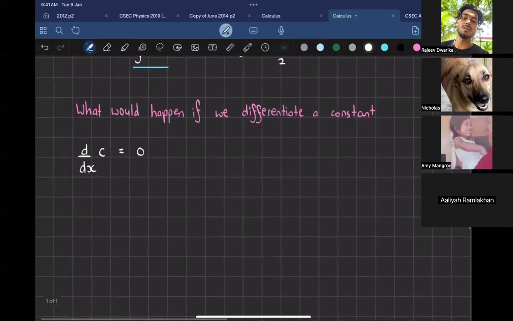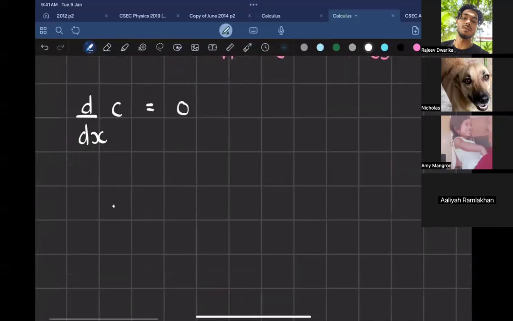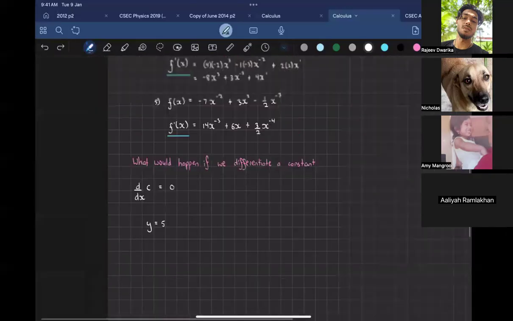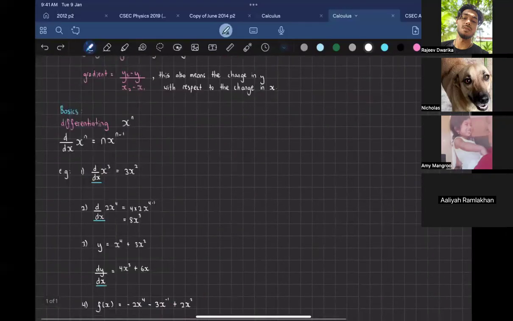So let me ask you a question. If we have y is equal to 5, is there any x term over here? Alia, do you see any x over there? No. So then would y change with respect to x? Yeah, it will just be 0.